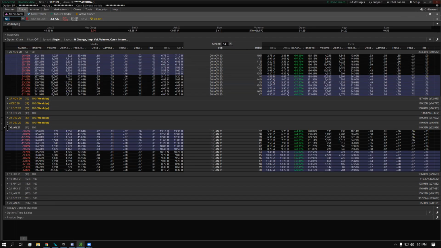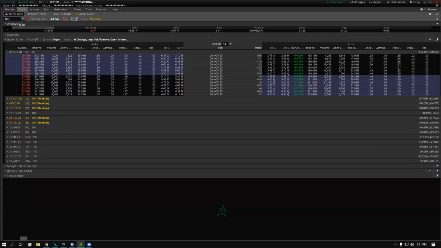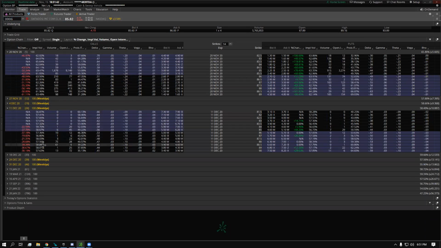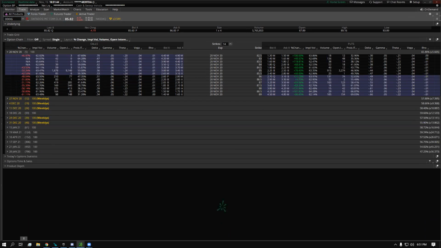Honestly, this is a bad example, just because NEO is going to have a high IV. One example I did have was Datadog, but obviously that's gone already. For example, I think the theta at the time was like $80, and the Vega was like 0.4.